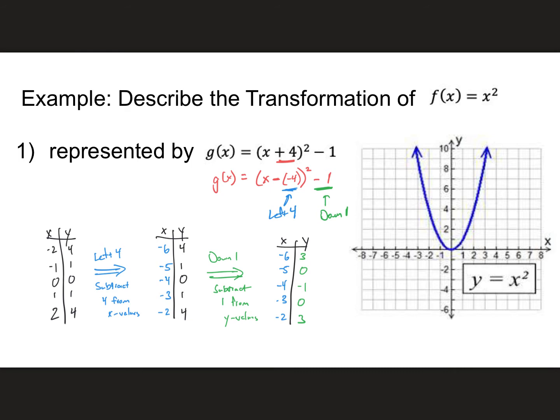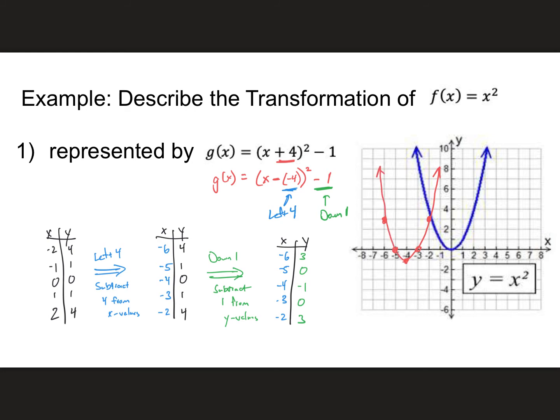So let's see, I'll do it right in red here. I can plot -6, 3. So -6, 3, that's this point right here. -5, 0. -4, -1. -3, 0. And -2, 3, which is that point right there. I can draw my u in there, just like that. And there's what my graph would look like.